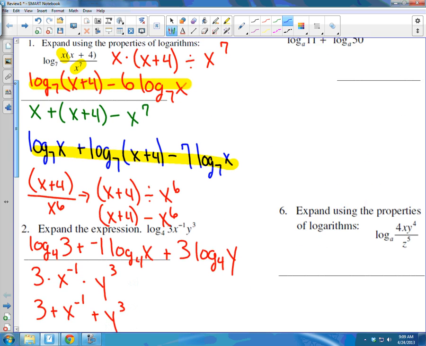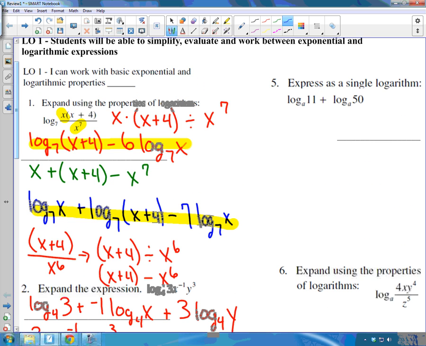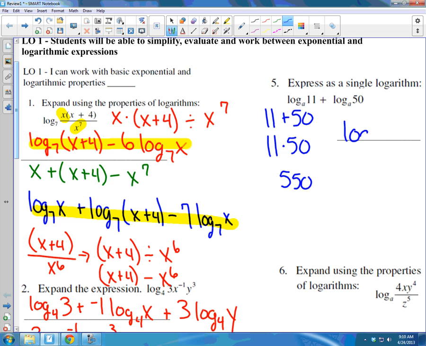All right, let's take a look at number 5. So number 5, although it's pretty simple, a lot of people miss it because when they ignore the logs and look at 11 plus 50, their normal reaction is just to add them and make it 61. But remember, that addition is to turn into multiplication. So you should multiply them, which gives you 550. And then that log that we've ignored can move back with it.